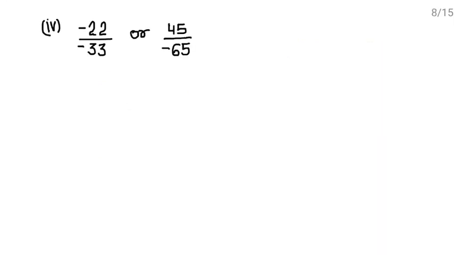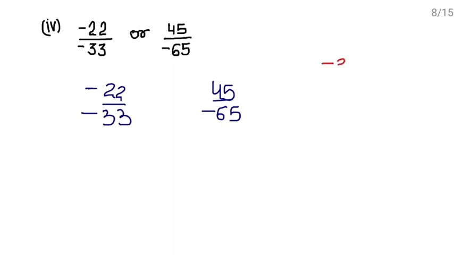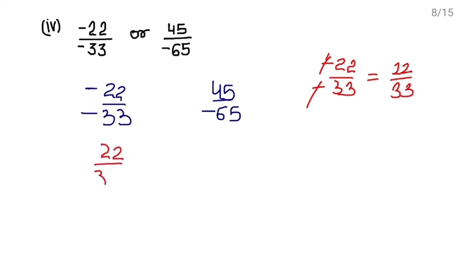Simple. Next one, minus 22 upon minus 33. Second rational number, 45 upon minus 65. Firstly, we try to remove the negative sign from the denominator. This is minus 22 upon minus 33. Minus minus can be cancelled out, because the fraction bar means we are dividing. So this is equal to 22 upon 33, right?